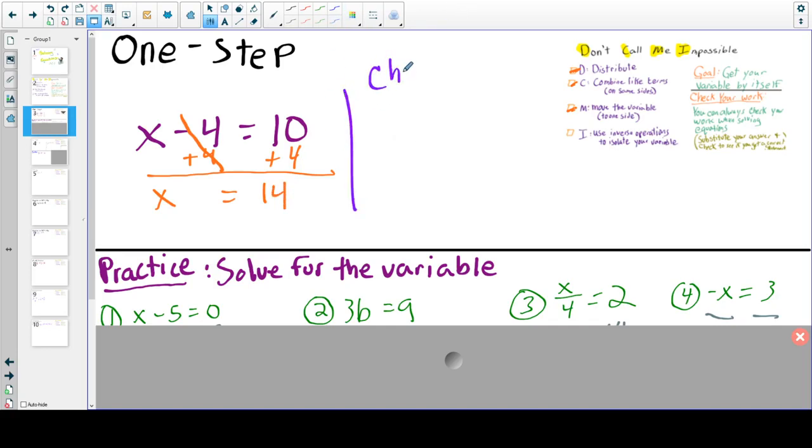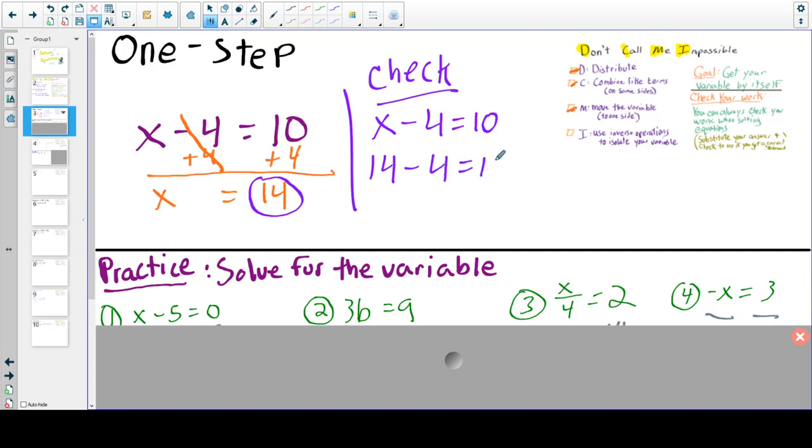To check your work, all that means is substitute in your value for x. So if our original equation is x minus 4 equals 10, and I substitute in 14, that's 14 minus 4, which is 10. Bring everything down. Does 10 equal 10? That is a correct statement, so we're done. So here are about 4 problems that you can practice on your own. Pause the video, work them out yourself.